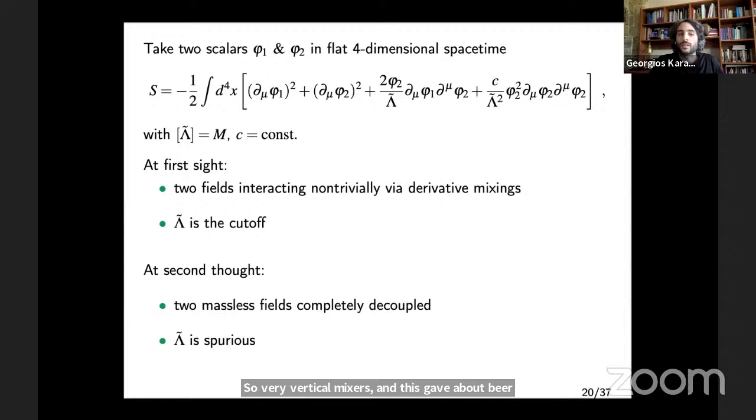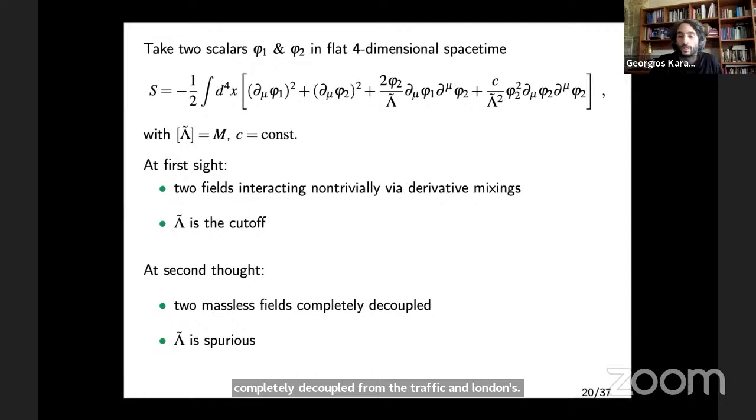It's the upper bound of the energy scale where my theory is applicable. Now, on second thought, what we have here is two massless fields which are completely decoupled from each other, and lambda is a spurious scale that appears only from a not so smart choice of variables.